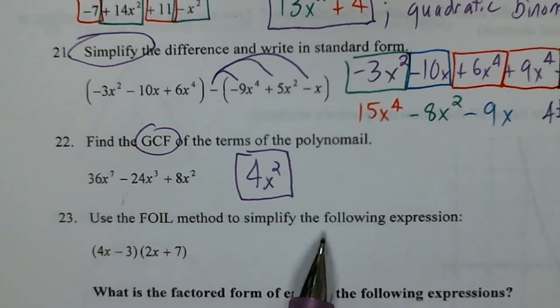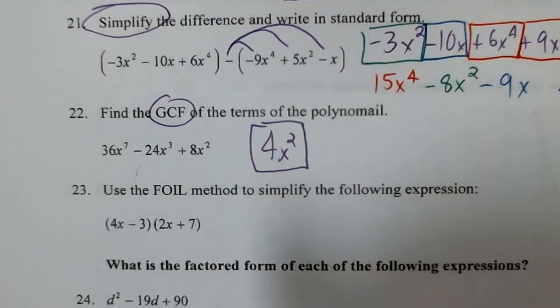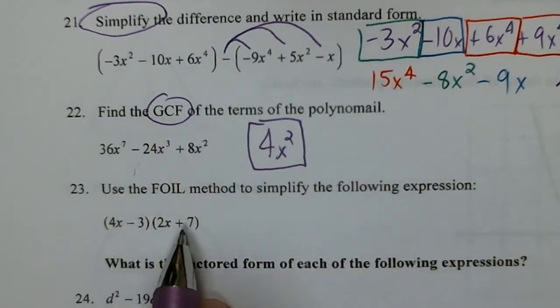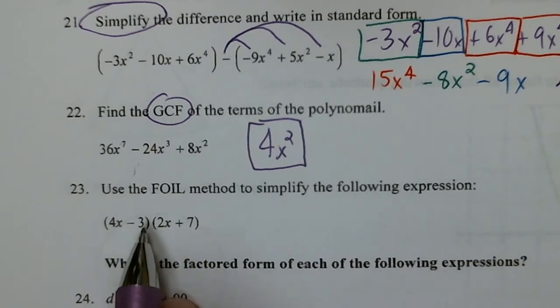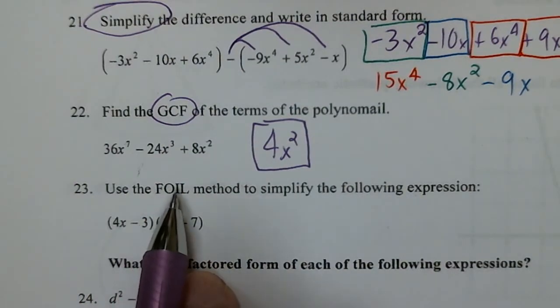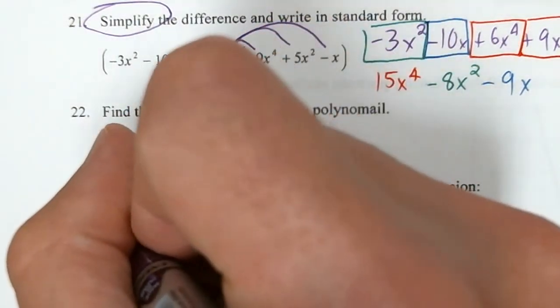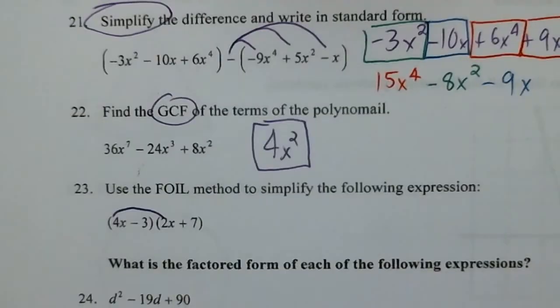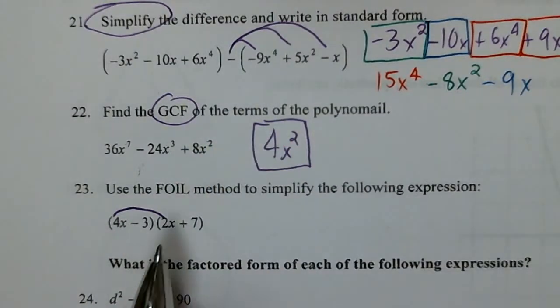Okay, in 23, FOIL. There are 3 different ways to do this, or 3 different ways to distribute 2 binomials. You can do the distributive property, you can do the box method. I think FOIL is the easiest. FOIL stands for first, outer, inner, last. So I'm going to multiply the 2 first terms, 4x times 2x. Now don't forget, guys, when you're multiplying exponents, you add the exponents.